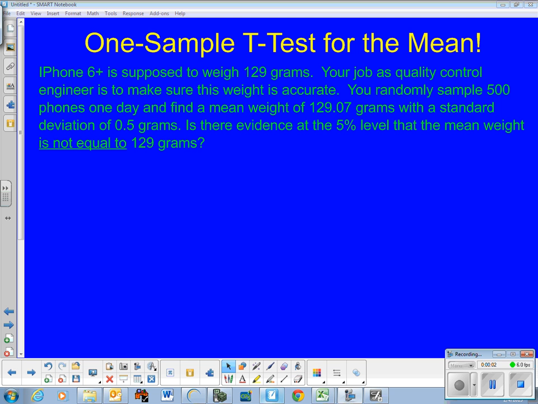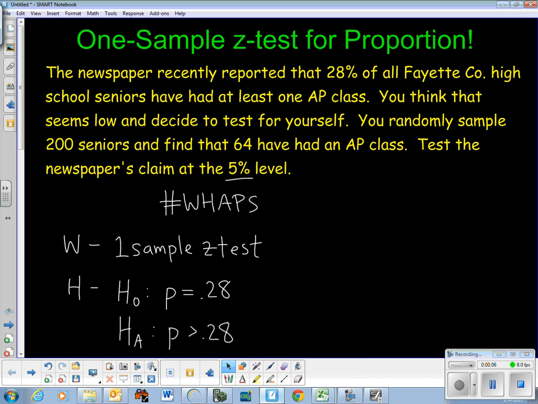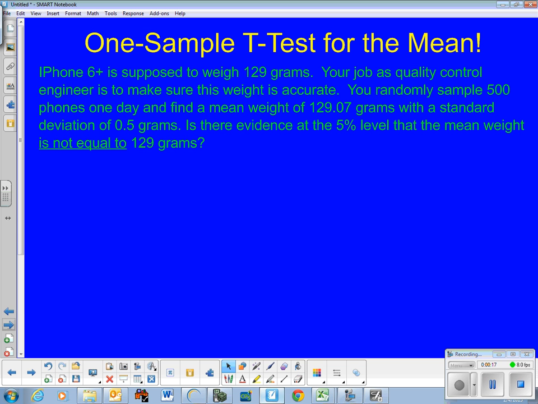Okay, now it's time to test a population mean. We just got done talking about, in the last video, testing a population proportion. That would be a categorical variable: yes or no, have you had an AP class? This one's going to be a quantitative variable. How many grams does the iPhone 6 Plus weigh?